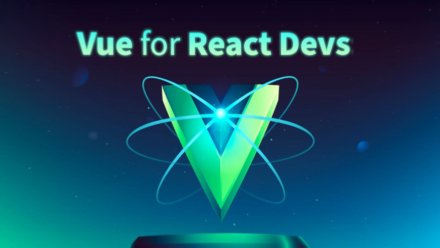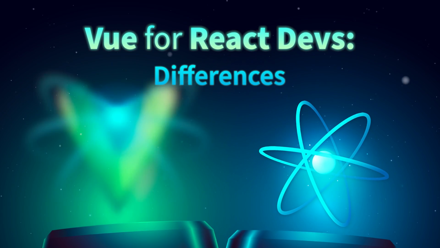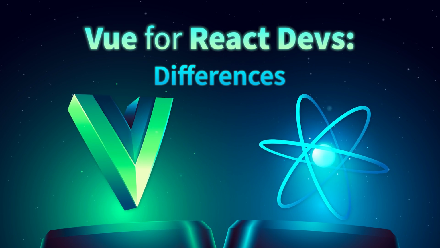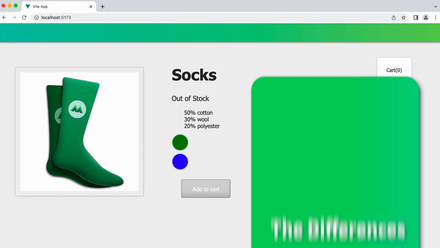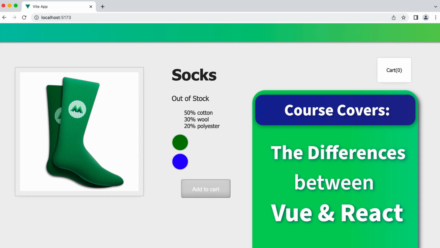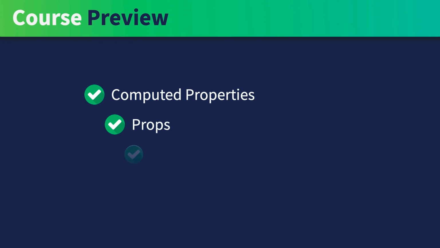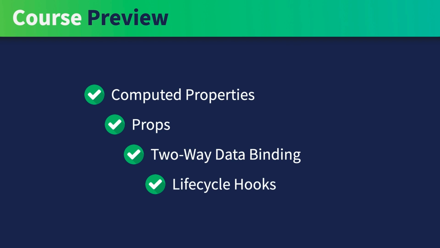Welcome back to Vue.js for React Devs. Building on top of the part 1 course, we're going to continue our Vue.js journey with this app. But this time, we'll discuss more about the differences between Vue.js and React.js. As a high-level preview, these are the topics we'll go through: computed property, props, two-way data binding, and lifecycle hooks.